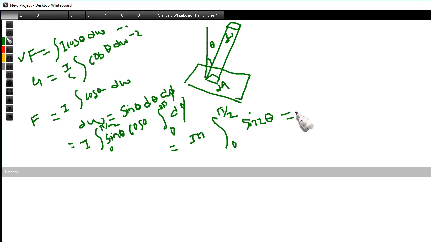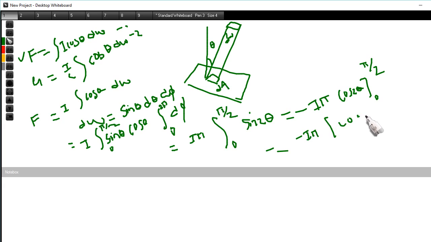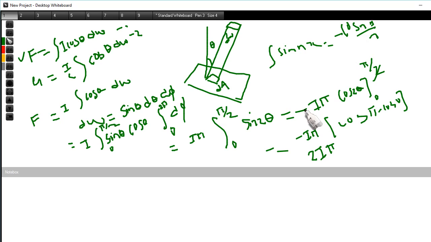Now what is its integration? It is given by minus I pi cos 2 theta, and then we substitute 0 to pi/2. If we substitute this, what I will get is minus I pi, and in place of theta putting pi by 2, the 2 and 2 cancel, that is cos pi minus cos 0, which is minus 2, so minus minus cancels and it will give me 2 by 2. The integration of sin n x is minus cos n x divided by n, so the 2 also comes below, and the 2 and 2 cancel. So this will give me I pi. This is one condition.